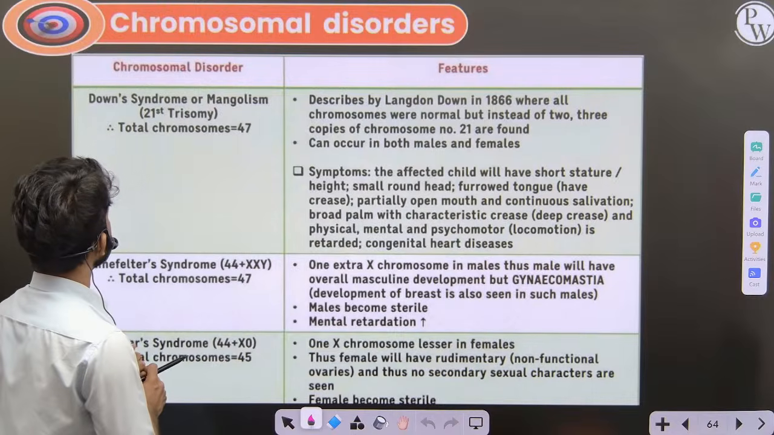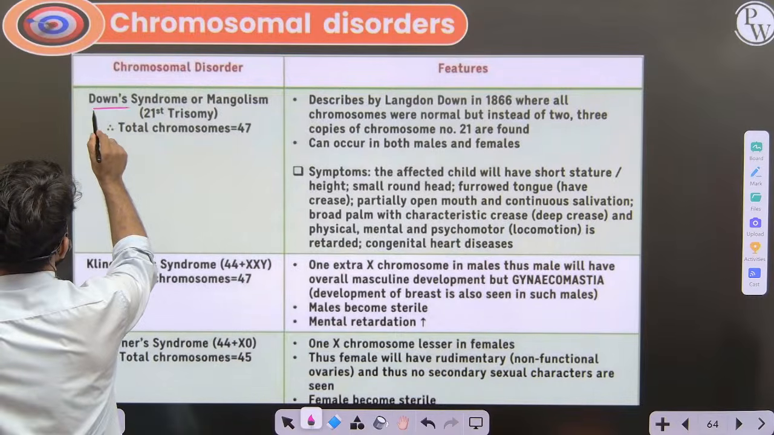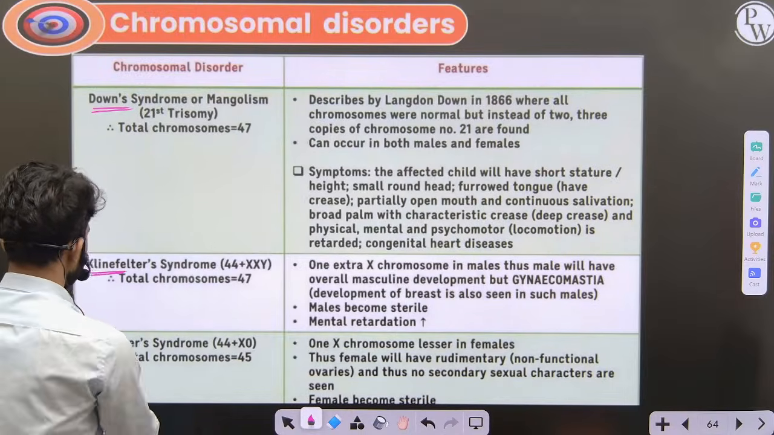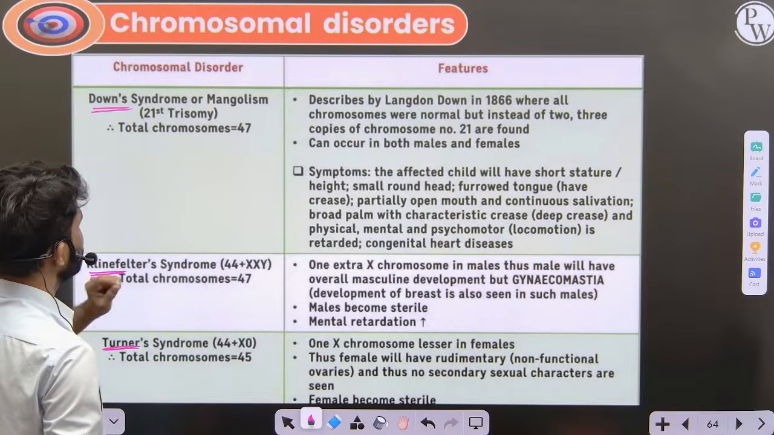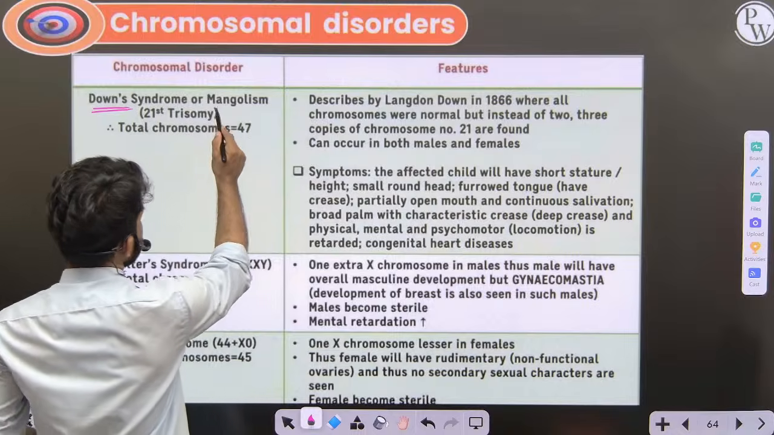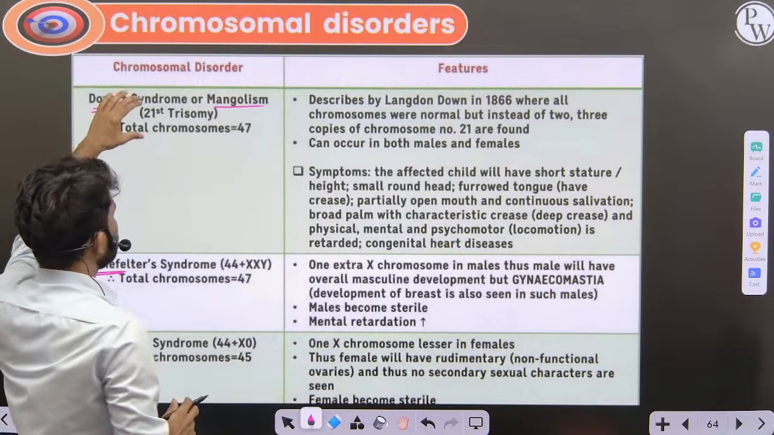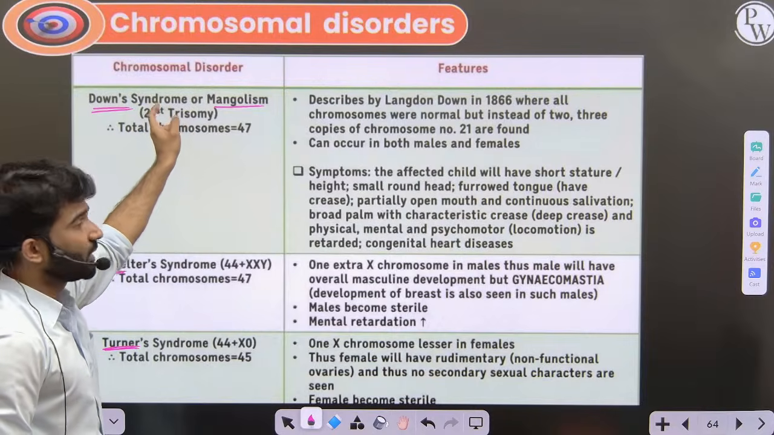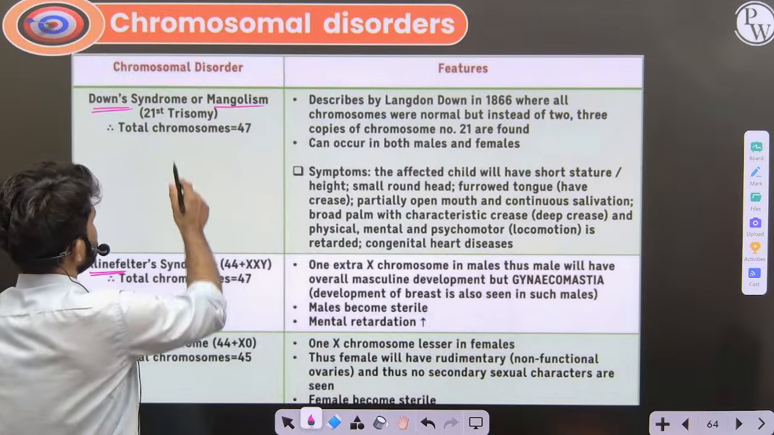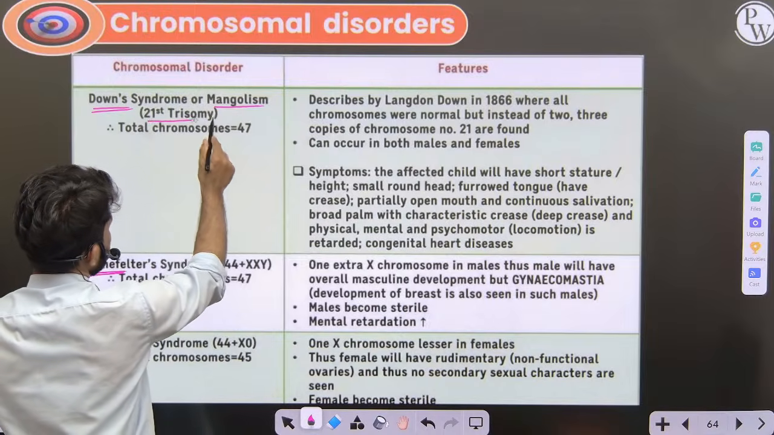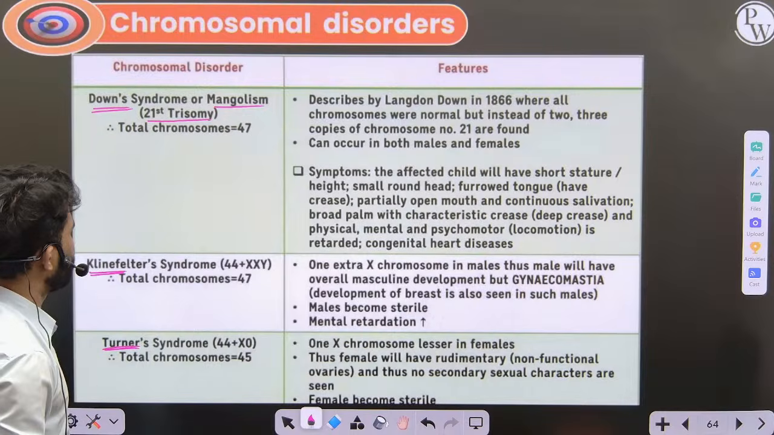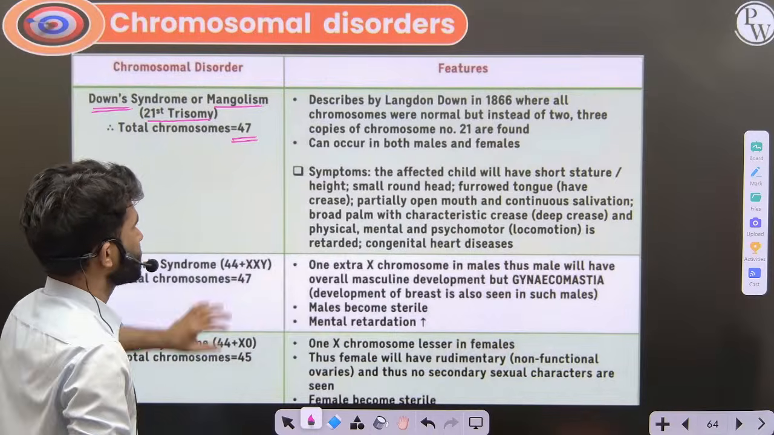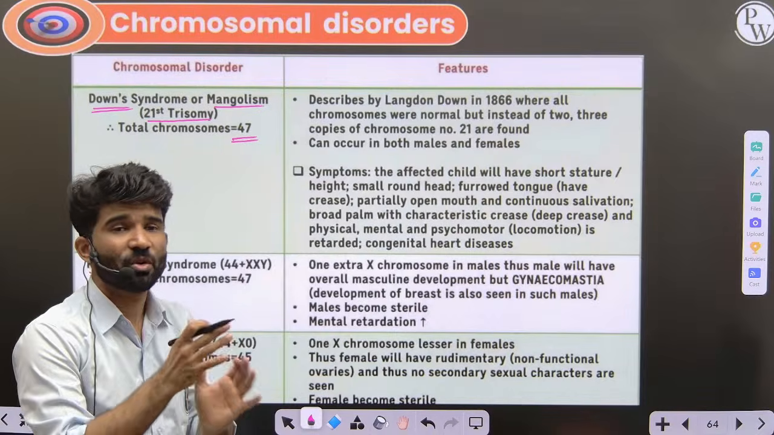When it comes to chromosomal disorders, the first one is Down syndrome, the next one is Klinefelter syndrome, and another one is Turner syndrome. First, Down syndrome is also called Mongolism, and it affects the 21st chromosome. It is an autosomal trisomy. Instead of two autosomes, one more is added, so the total is 46 plus 1, that is 47 chromosomes instead of 46.